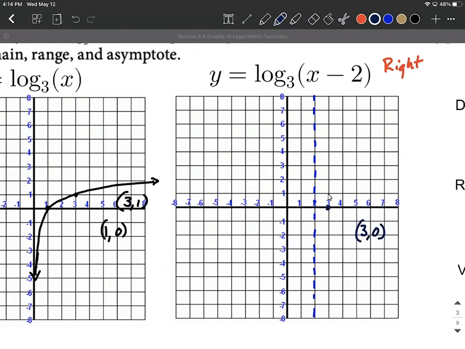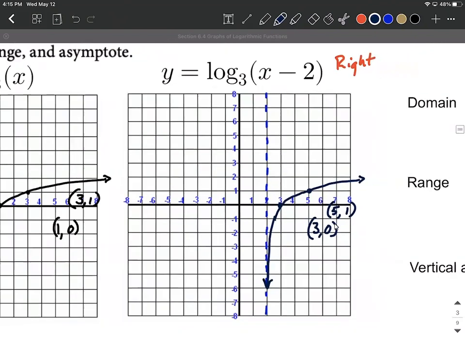Our other key point was at (3, 1). It too is going to get picked up and moved to the right 2 units, so that's going to land at (5, 1). Everything else gets picked up and moved to the right as well. Hopefully this graph looks identical to the one on the left-hand side, just picked up, moved to the right 2 units, and set back down.